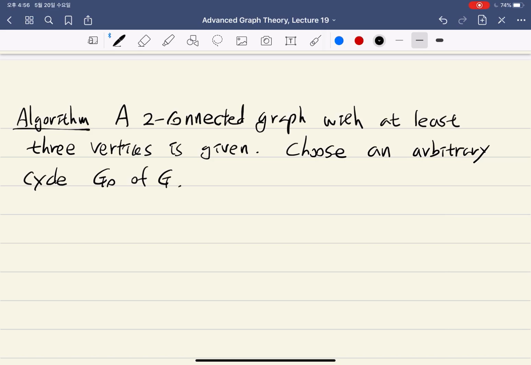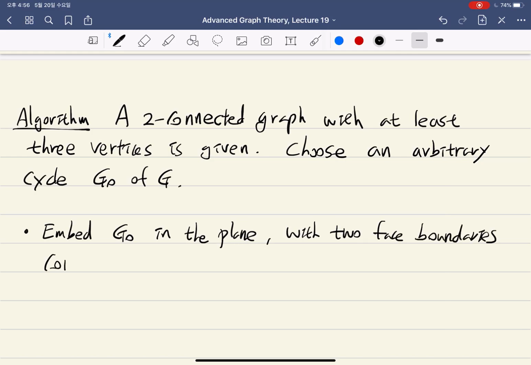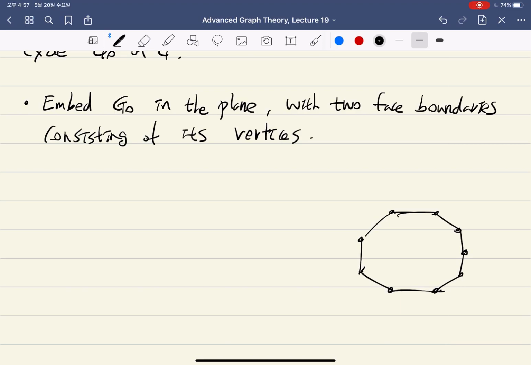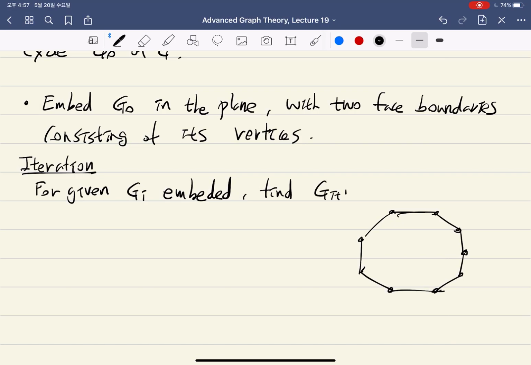And what we do is we first embed this G0 in the plane with two face boundaries consisting of its vertices. So we embed this G0. And now we iterate the following. So for a given G0, Gi, which is already embedded, we find Gi plus 1 as follows.